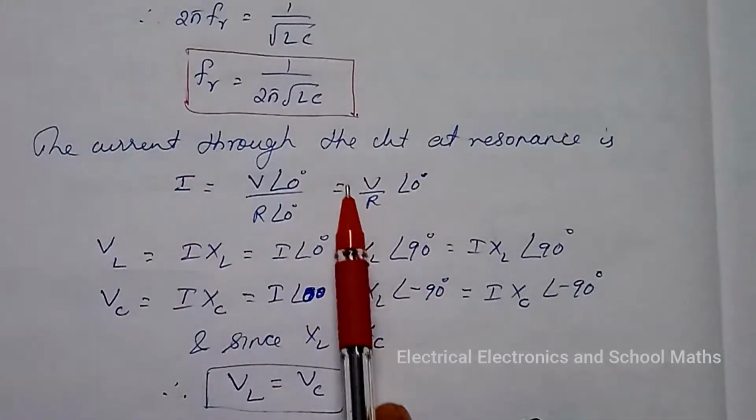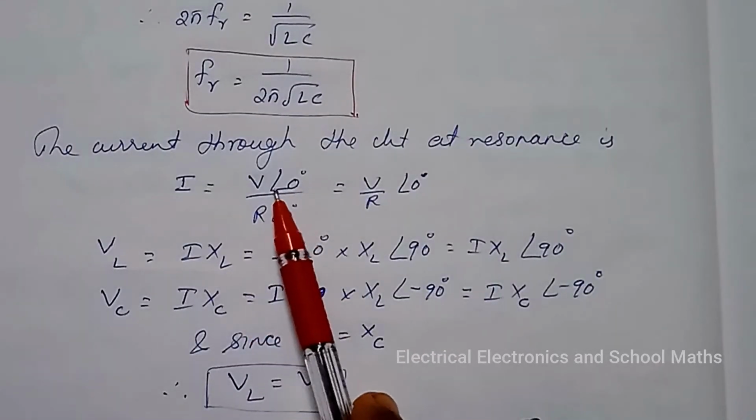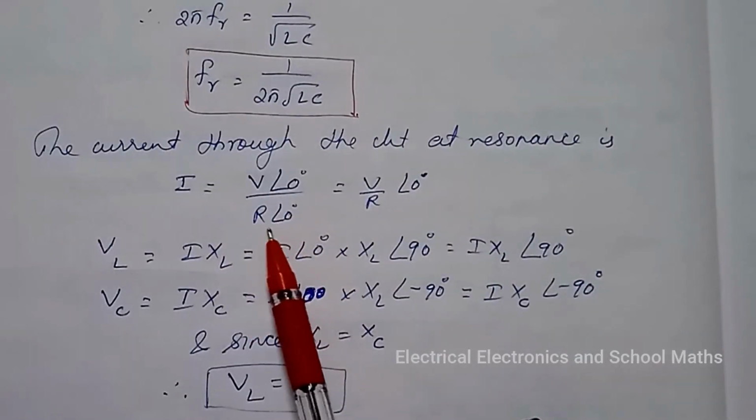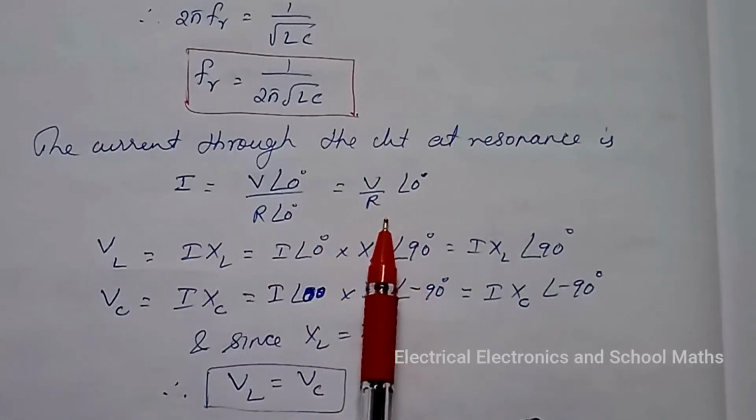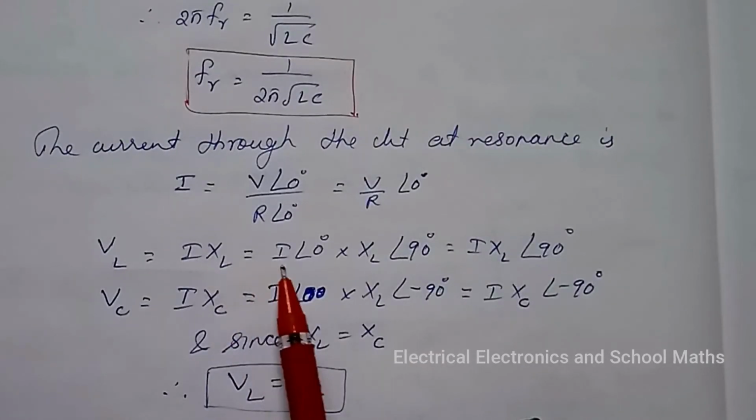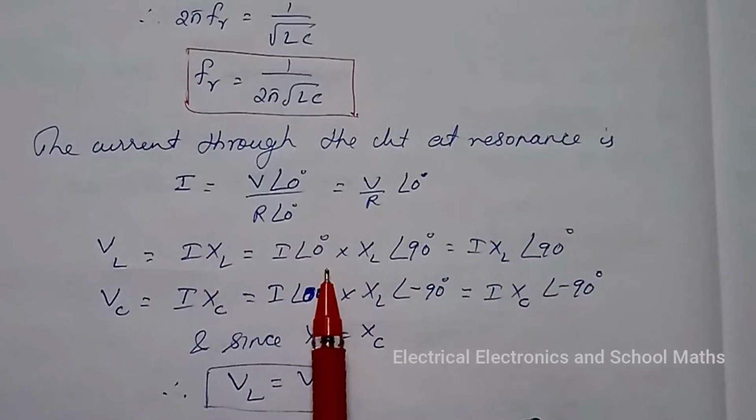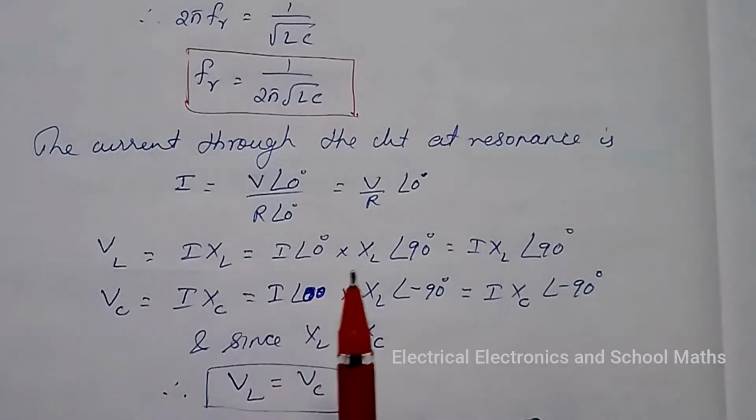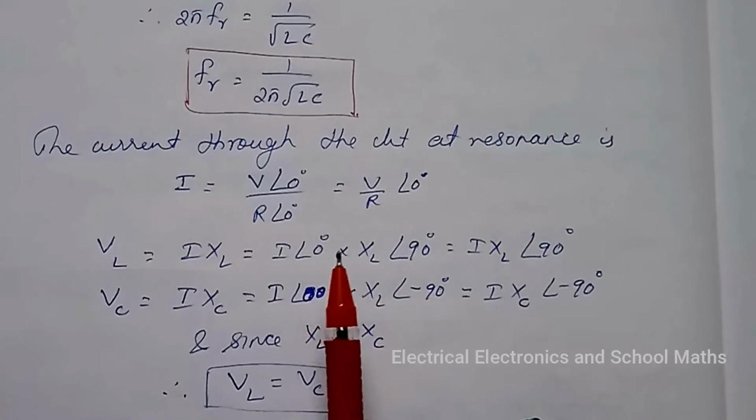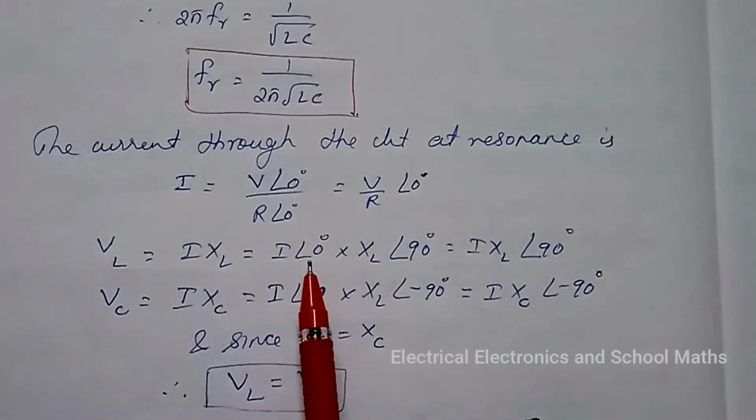The current through this circuit at resonance is I equal to V angle 0 divided by R angle 0, that is, V by R angle 0. And since the current is the same through the capacitor and inductor, the voltage across each is equal in magnitude but 180 degrees out of phase at resonance.